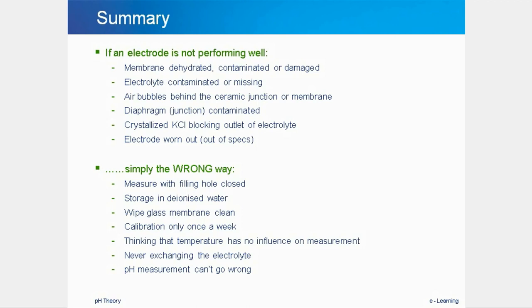What should never be done during a pH measurement is to keep the filling hole closed when measuring. The electrode should never be stored in deionized water or the membrane wiped clean. It should be calibrated often enough and temperature influence needs to be taken into account. The electrolyte should be changed regularly and one should be aware that there are things which can go wrong with pH measurements. Never take the measurement for granted.